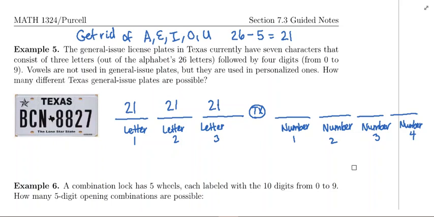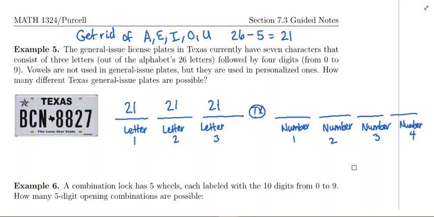In actuality, there probably are some additional restrictions. For example, we wouldn't have letters that come together and form a potty word or something. But we're not going to take that into account in this problem. We're just getting rid of the vowels.